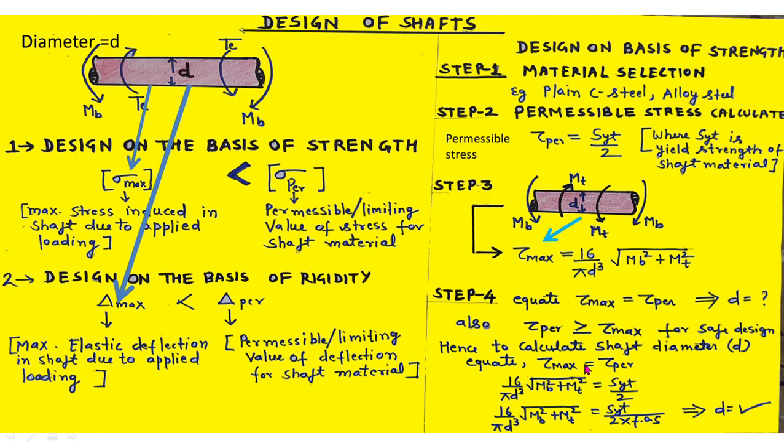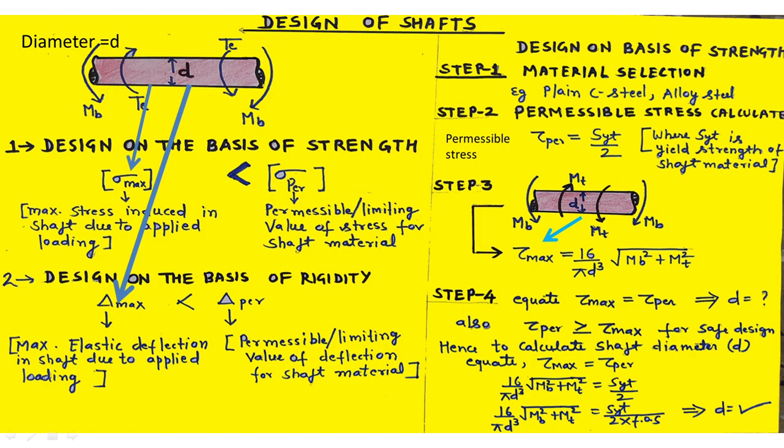So when you equate this, you can see that this Syt is the yield strength in tension for the material of the shaft. You can obtain the value of the yield strength in tension, denoted by Syt here, from the design data book, and MB can be obtained from the question because this is the bending moment acting on the shaft, and MT is the twisting moment acting on the shaft. Here the diameter is the only unknown thing.